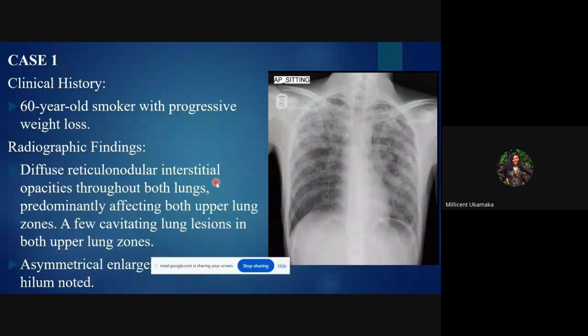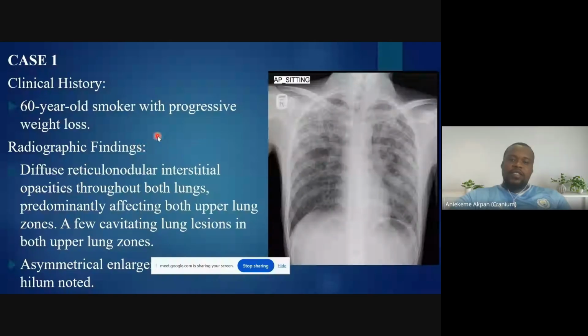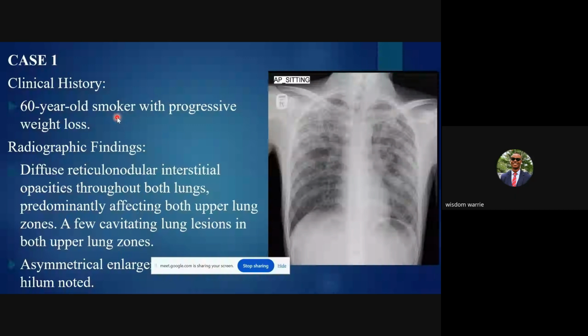Good evening, everyone. I think it's a case of tuberculosis. Okay, yes, a case of tuberculosis. So Raymond, do you want to say something too? Raymond is also raising his hand. Yeah, I wanted to say the same thing, in the case of tuberculosis, because as you said, the upper lung zone opacities and the hilar lymphadenopathy. So I wanted to say the same thing, that it's likely to be tuberculosis.